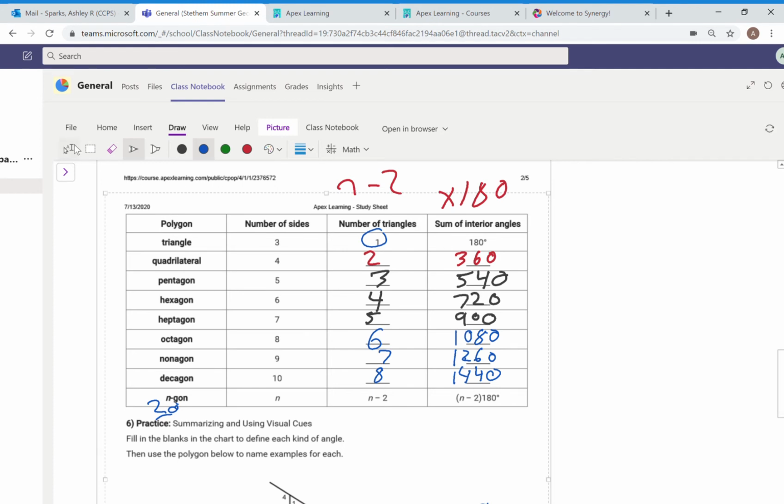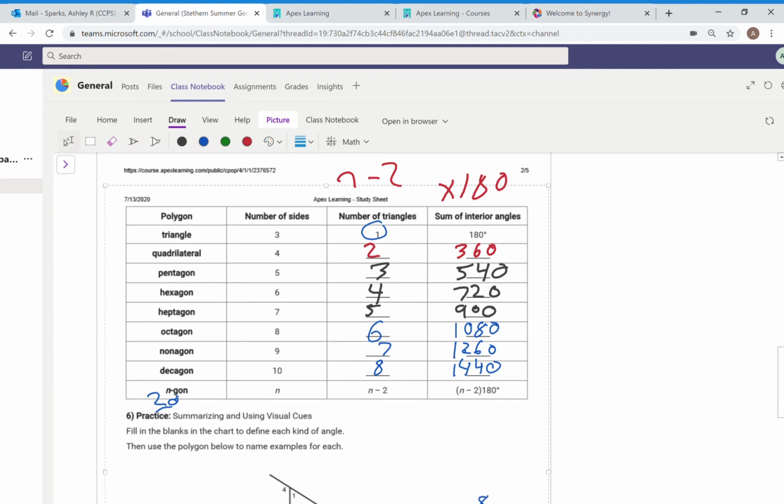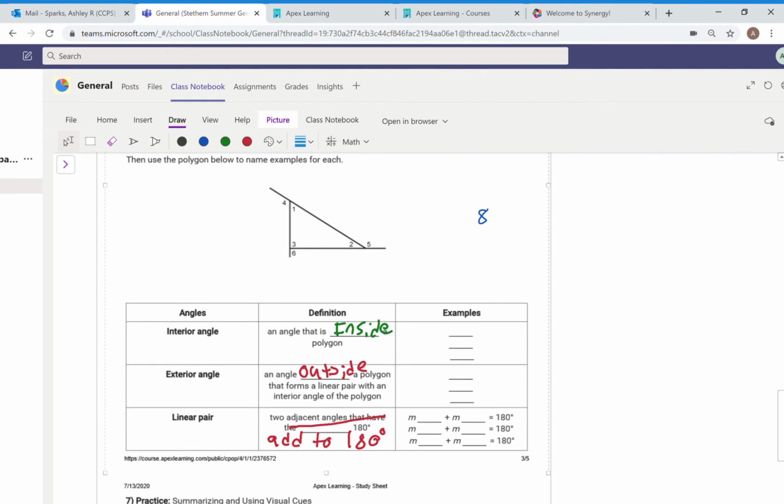Our next portion. You have interior and exterior angles. Hopefully pretty straightforward. Interior angles are angles on the inside. So that is 1, 2, and 3 in this example. Exterior angles are angles on the outside that form linear pairs. So that would be 4, 5, and 6. I can count numbers, I promise.